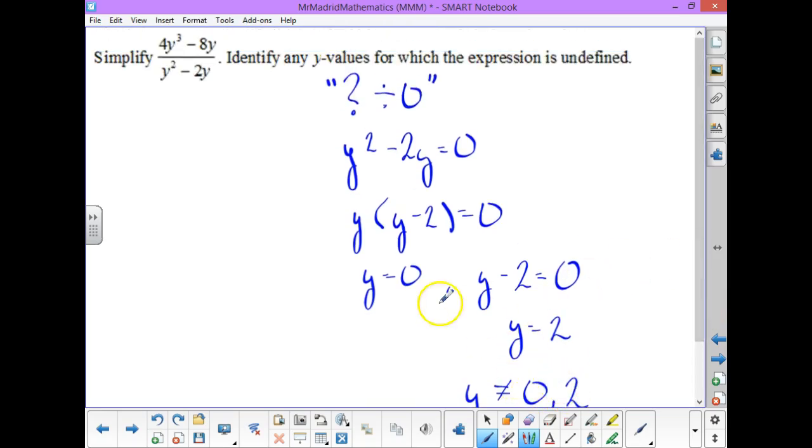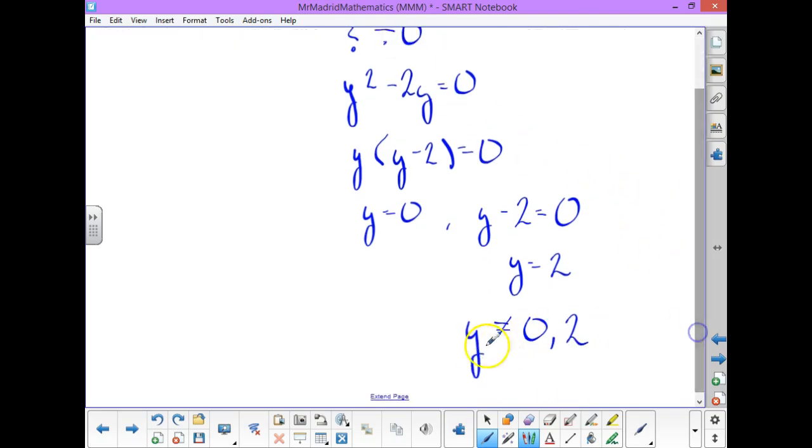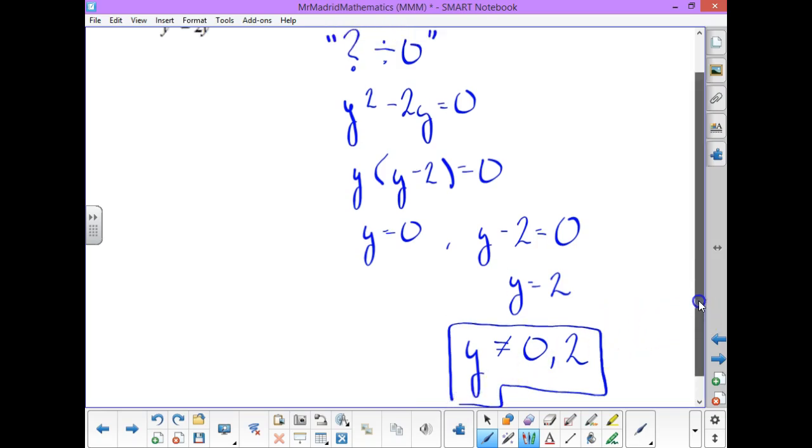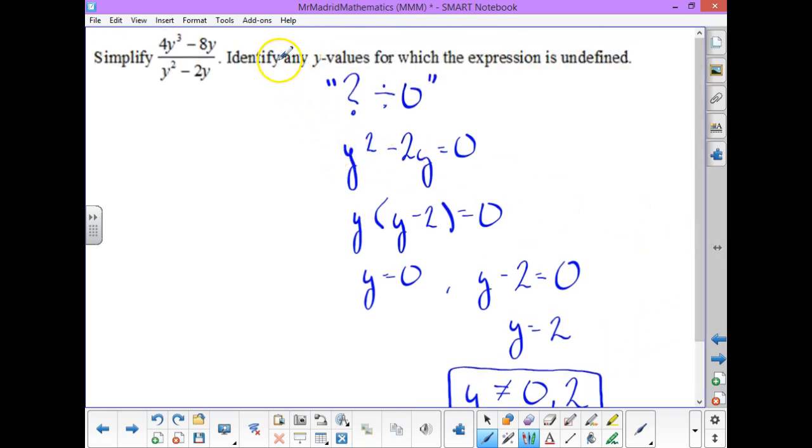If I do have 0 and 2, okay, let's plug in a 0, I'd have 0 minus 0, which would mean I'd be dividing by 0, and that's a no-no. If I put in a 2, I'd have 2 squared minus 2 times 2, which is 4. 4 minus 4 is 0, and I do not want that, okay? So I must exclude these from the solution set. Alright, so that took care of that.